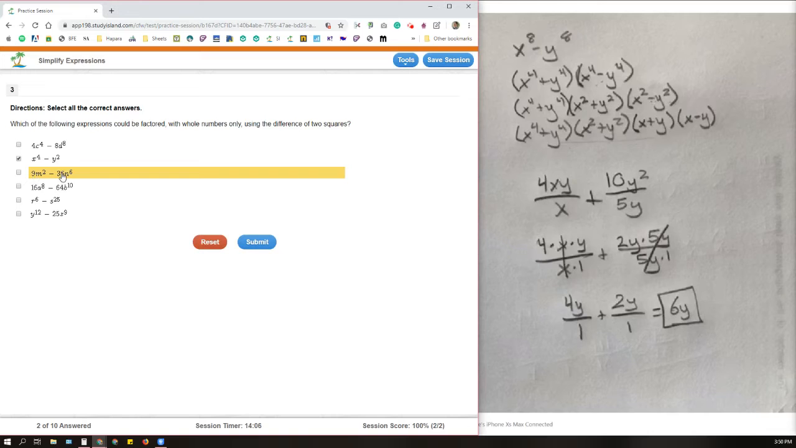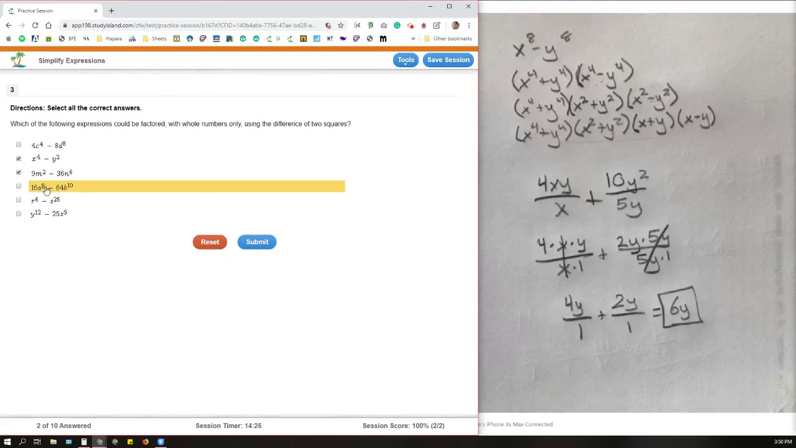What about the other term? 36n to the sixth. Again, perfect square coefficient, 36 is 6 times 6. N to the sixth, that's an even number exponent, so we can do n to the third times n to the third. So both of those are perfect squares. We are subtracting them. That is the difference of two squares.